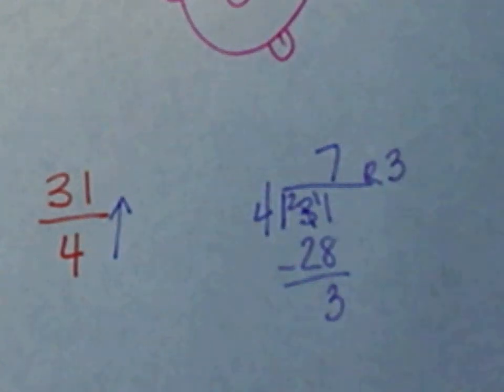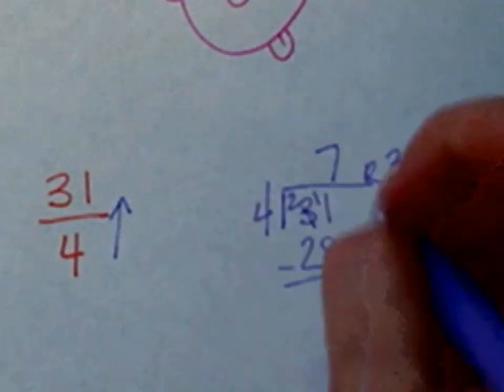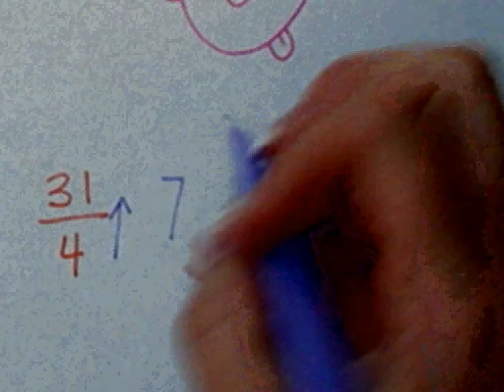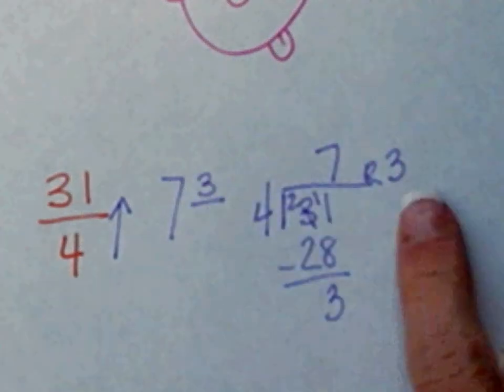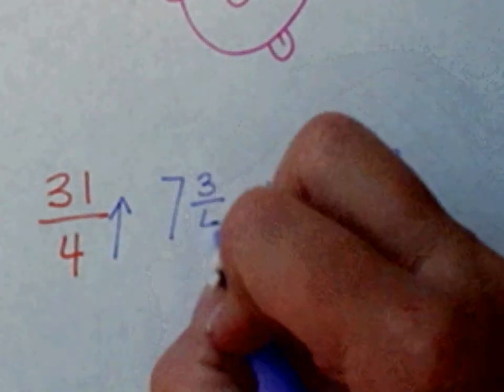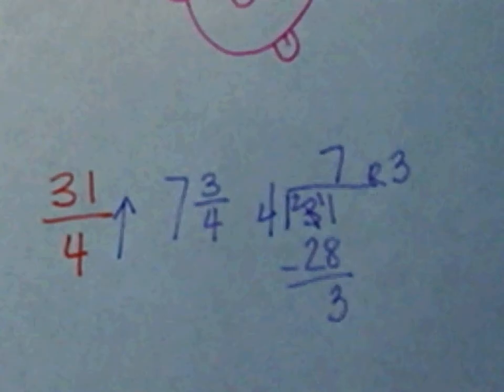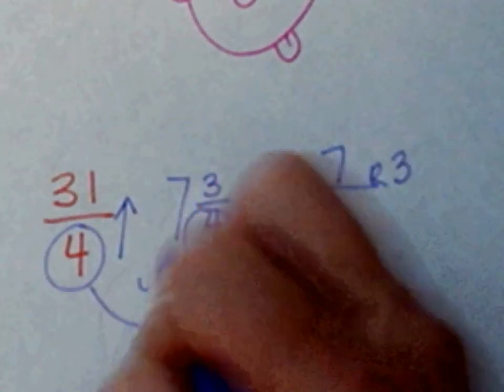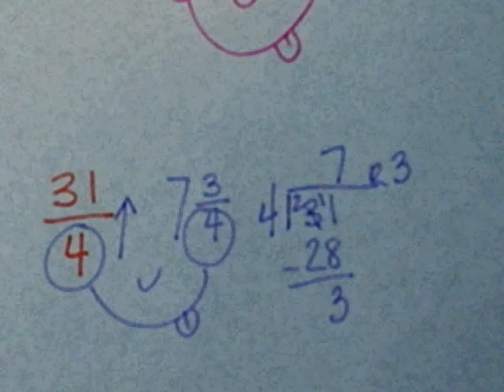Okay, so I'm going to pull it out of my division sentence. I have 7 wholes because of the top. I have 3 left over, or 3 part, over 4 total pieces. I'm going to double check, make sure that my denominators are the same.